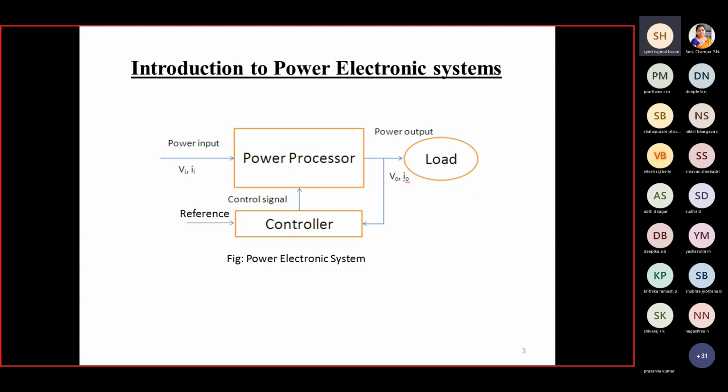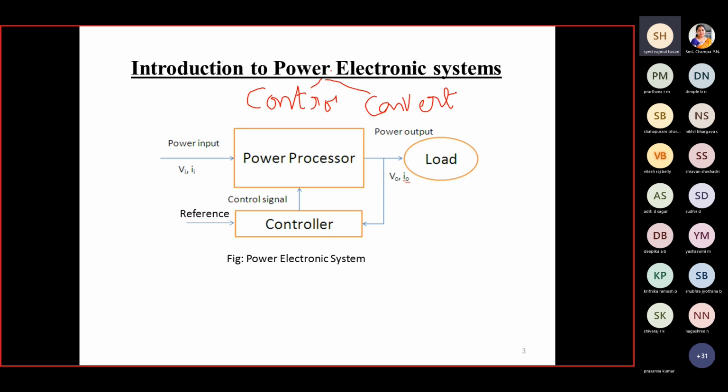So what is the buzzword? Power electronics, it is everywhere. First of all, what is power electronics? How do you define power electronics? Basically, power electronics deals with the control and conversion of electrical power. We use power electronics to control or convert electrical power from one form to another form using solid state switches, or semiconductor switches.